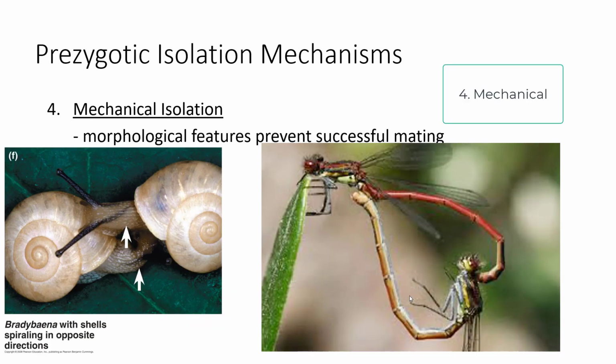Mechanically, there may be morphological features that just prevent successful mating. Like with these Bradybaena snails, their mating apertures are on opposite sides, so they cannot mate because, try as hard as they can, they simply cannot line up their reproductive apertures. Or damselflies, where they need to be the same length of abdomen in order to actually do their mating ritual.